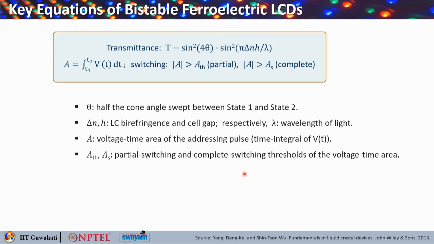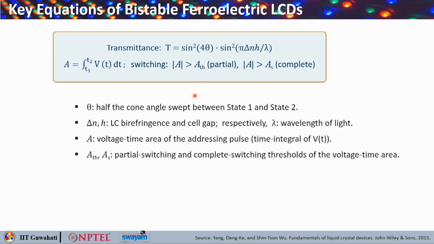Now, what are the key equations of bistable ferroelectric LCDs? We have already seen this equation. The transmittance is T equals sin square 4 theta into sin square pi delta n h by lambda. You can calculate A, that is the voltage time area of the addressing pulse, which is given by the integration over time from T1 to T2 of V(t) dt. The switching happens when modulus of A is greater than A_TH partial, and also when this is greater than A_S. We know all of these variables here.